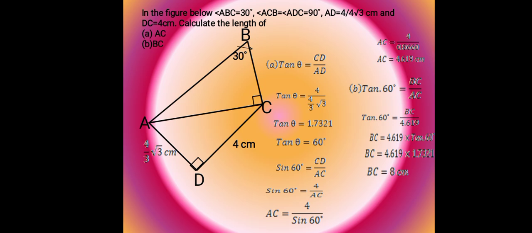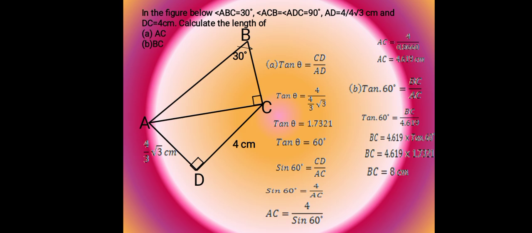Now AC, we can calculate it using a number of ways. First, let us get tan theta. Tan theta is CD over AD. This is equivalent to 4 over 4/3 times the square root of 3. So tan theta is 1.7321, which is equivalent to 60 degrees.